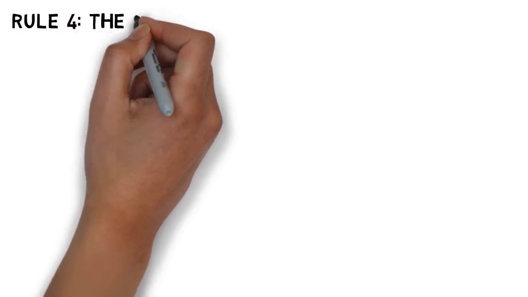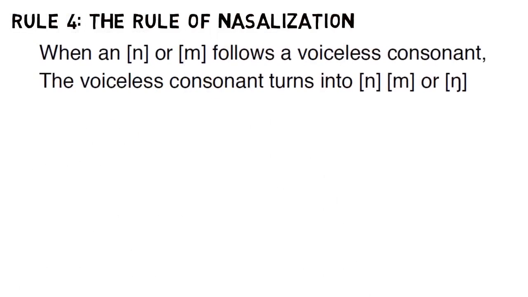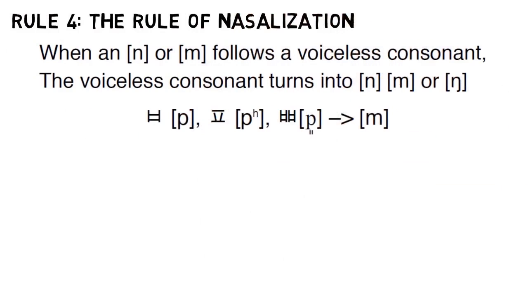The first of those rules deals with the nasal consonants N and M, and is known as the rule of nasalization. This rule shows up whenever an N or an M occurs immediately after any of the voiceless consonants. In this situation, the voiceless consonant will transform into an N, an M, or that back NG sound. You figure out which one it turns into based upon where that consonant is made in your mouth. Any of the P consonants, for instance, are made with your lips, just like M's are, and so they turn into M's. That gives you words like 안문.